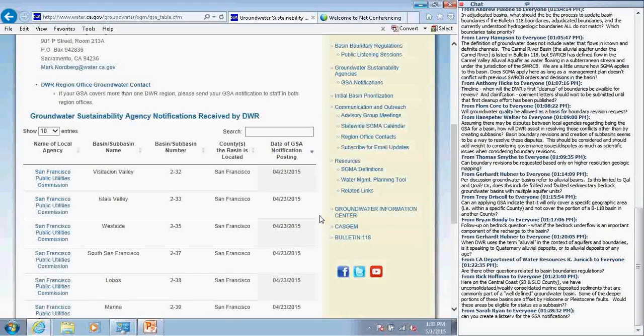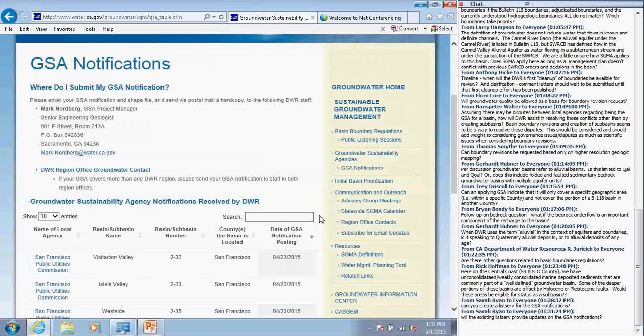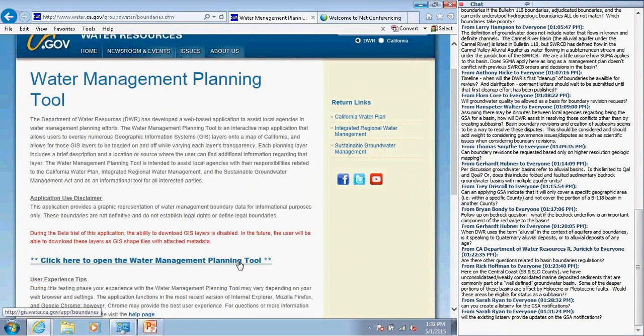We're working on developing a map. That might be a good opportunity to go to our water management planning tool, if you're done with the tour. The map will include a layer of GSAs. We've been requesting, although it's not required, that when a local agency submits a GSA notification to us, they identify, as the Act requires, the basin or the part of the basin that they're proposing to manage. We'll be developing a layer on that water management planning tool where you can see the general boundaries of GSA formations. The map will be developed in the near future.